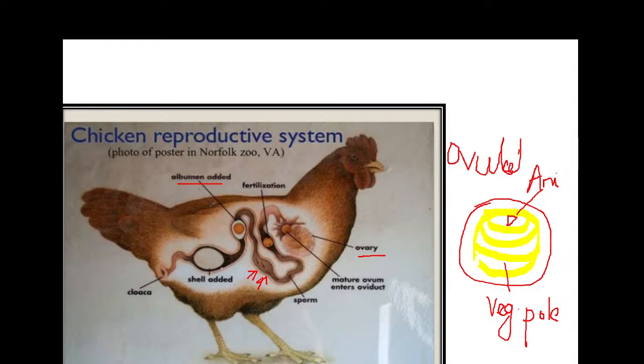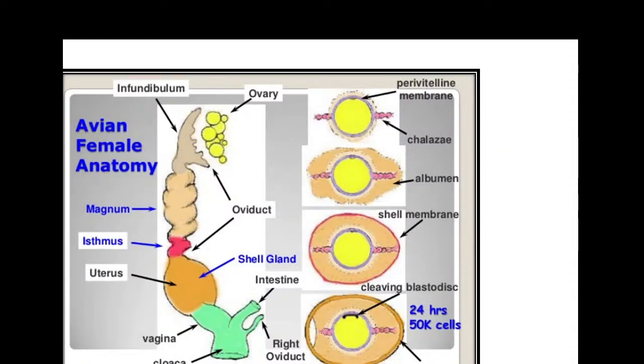This then will reach into the oviduct, and at this region, almost towards the end of the reproductive system, the shell is added and the egg is moving out of the body of the hen through the cloaca, which is a common opening for the reproductive system as well as the excretory system. Cloaca is the common opening for excretory and reproductive system.